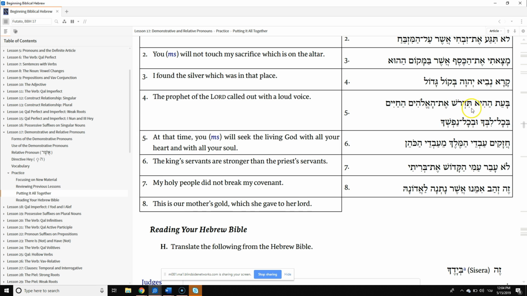it looks like. So either at that time, she will seek the God ha-chayim. Chai is the adjective living, and so since it matches masculine plural definite, this is going to be she will seek the living God, or you will seek the living God.